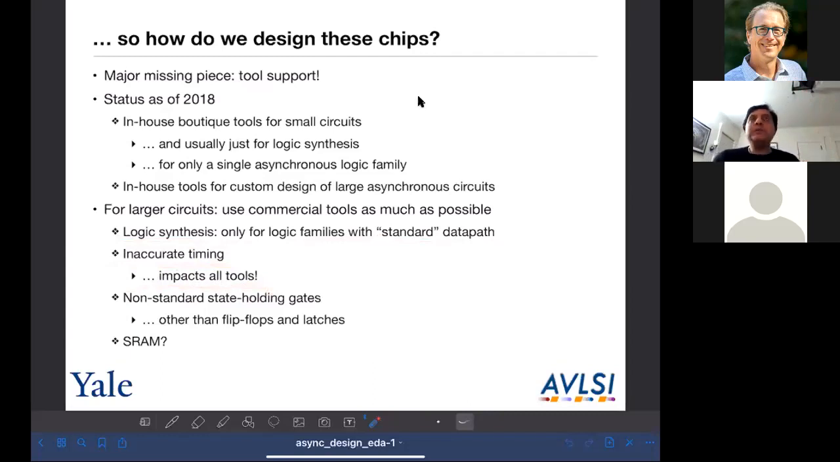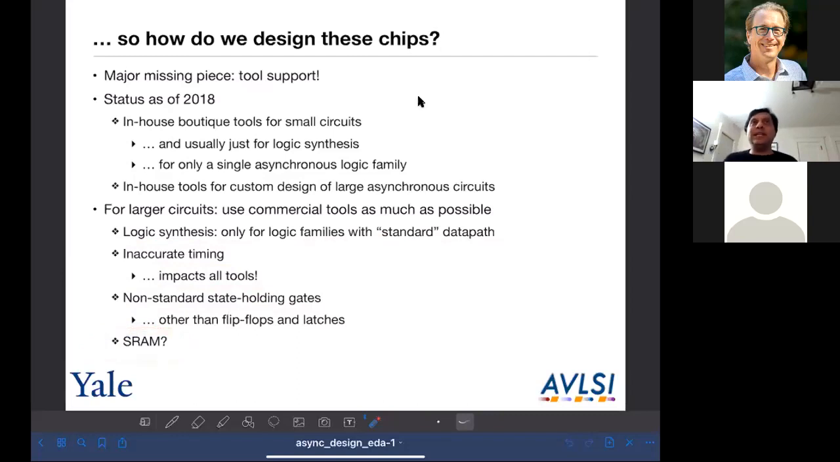Turns out that to implement asynchronous circuits efficiently, you need non-standard state holding gates. So not just flip-flops and latches, but other state holding gates to implement the asynchronous circuits. Otherwise, you're going to pay a huge price in technology mapping. And if I have a non-standard state holding gate, then my CAD tools, the commercial tools, are even more unhappy.